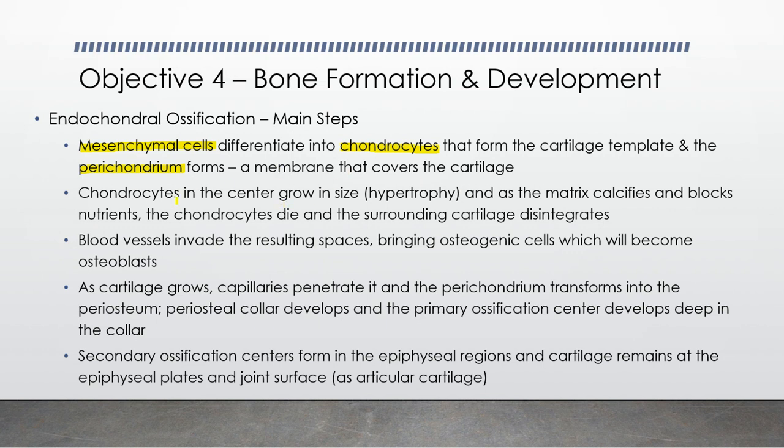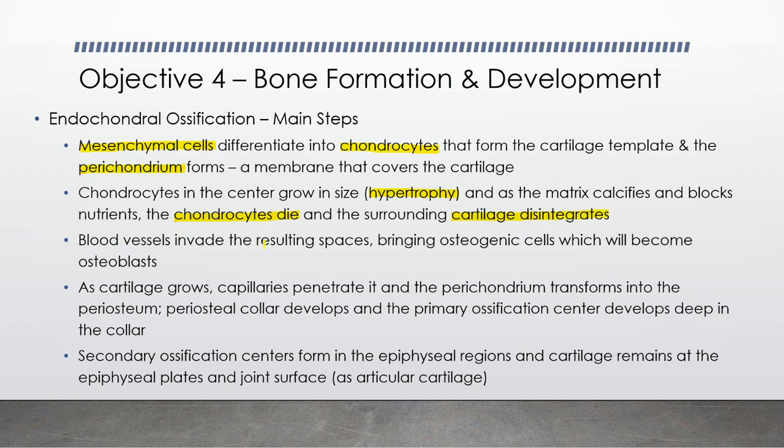Okay. Then in the center, the chondrocytes are going to get bigger. They're going to hypertrophy, which means they just grow in size. And as that matrix begins to calcify, it's going to kind of block the nutrients from these cartilage cells. And so then the chondrocytes begin to die, and the cartilage begins to disintegrate.